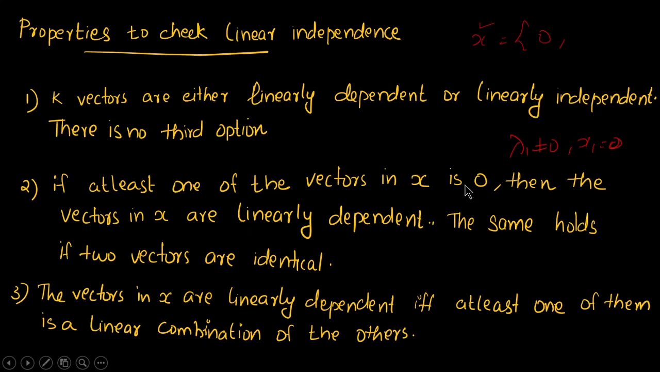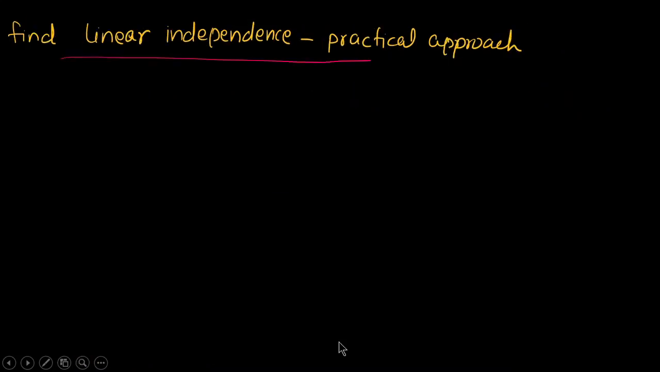So the third property is: the vectors in X are linearly dependent if and only if at least one of them is a linear combination of the others, as we did in the last example. x3 can be represented as x1 plus x2, or I can say x3 is a scalar multiple of x1. Okay, both are considered linear combinations. Something like this, where lambda belongs to the real numbers.